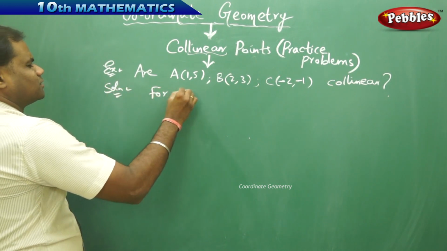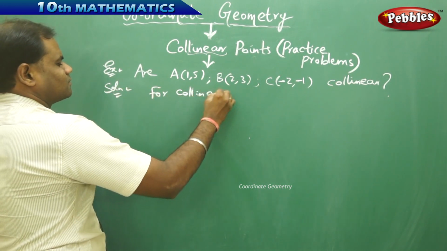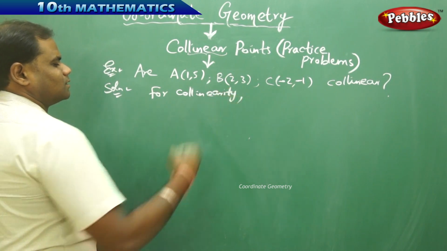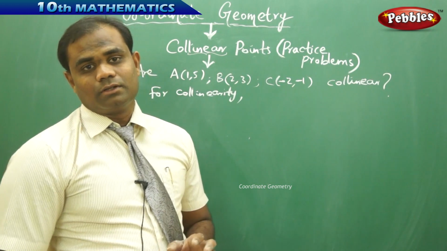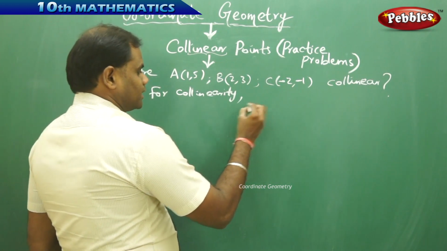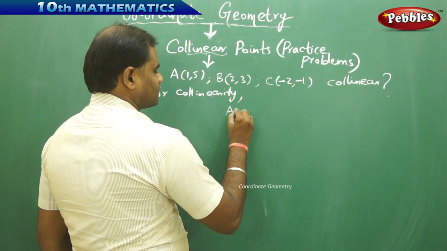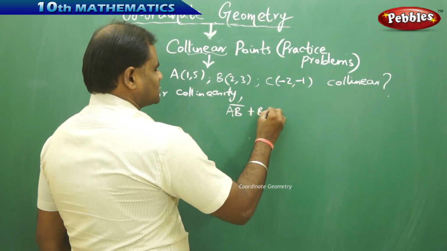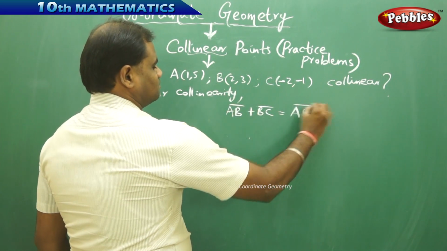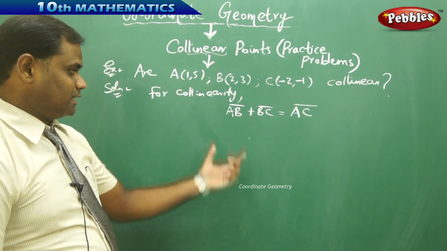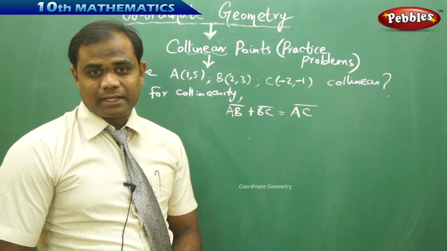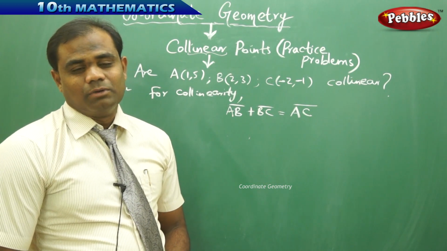I have the definition for collinearity. I have the definition which says AB plus BC must be equal to AC. For collinearity, AB plus BC must be equal to AC. Therefore, let's simplify the left hand side and the right hand side and see if both are equal.